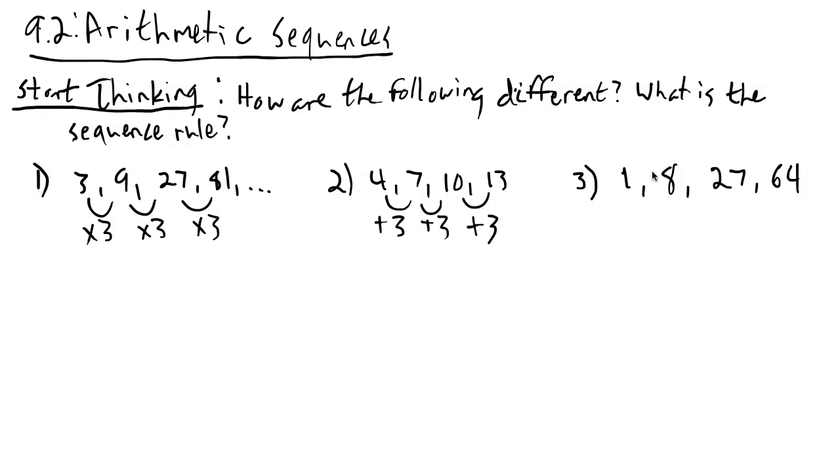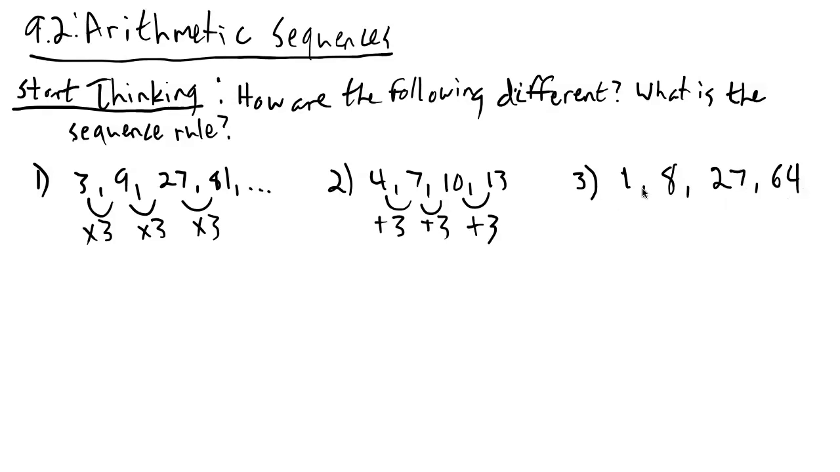And now this last one is a little bit harder. 1 to 8, 8 to 27, 27 to 64. Well, we're not adding these, right? We're not getting the same numbers. We're not multiplying either. So we have to think about this a little bit harder. What do we do to the first number, or 1 to get to 1, to 2, right, the second number to get to 8, to 3 to get to 27, and to 4 to get to 64?